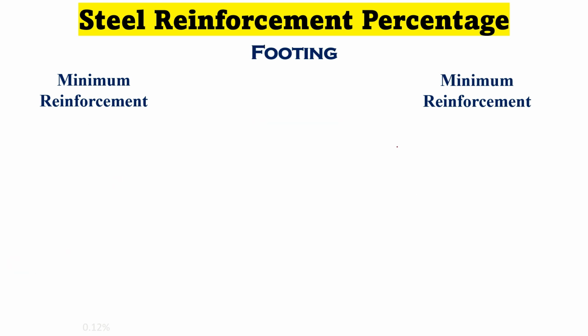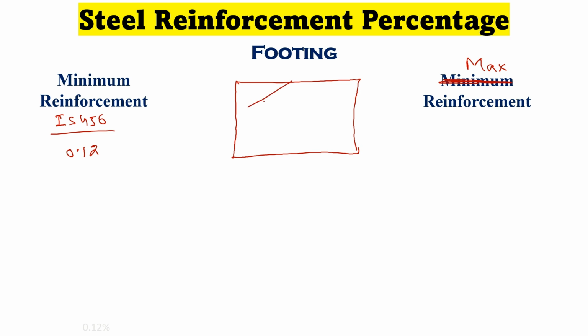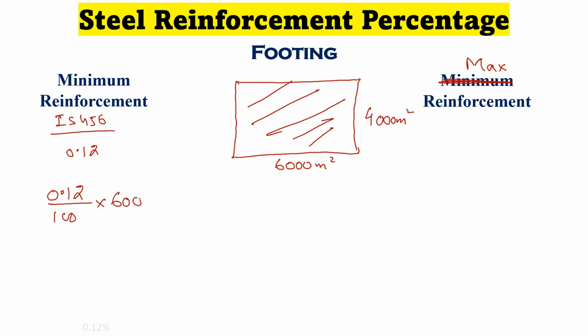And the last structural element is the foundation. For foundation, the minimum requirement according to IS 456 is 0.12%, same as the slab. Let us say you have a foundation and the cross-sectional area of the foundation is this one, 4,000 millimeter by 6,000 millimeter. Then the minimum reinforcement is 0.12% of this. So you can calculate the minimum requirement of steel for this footing.